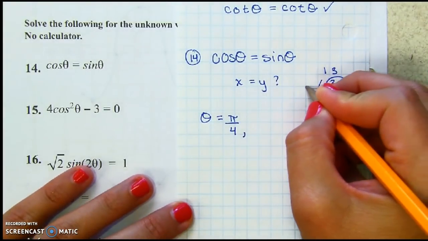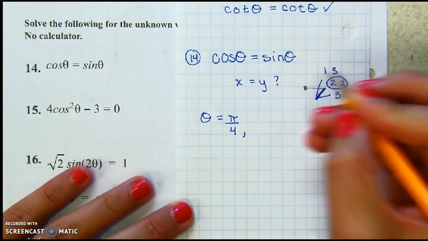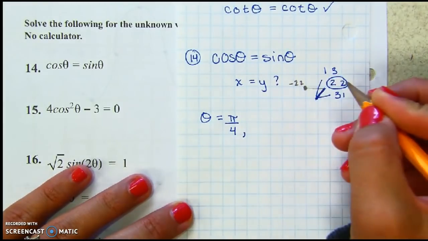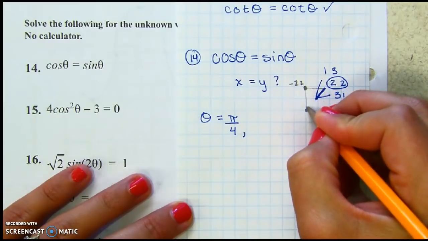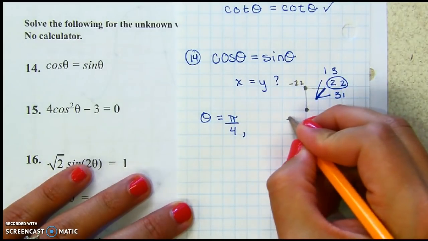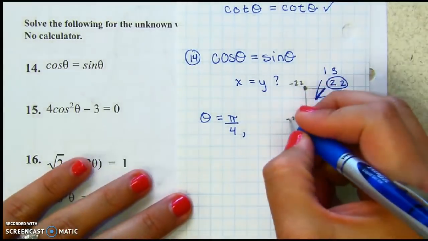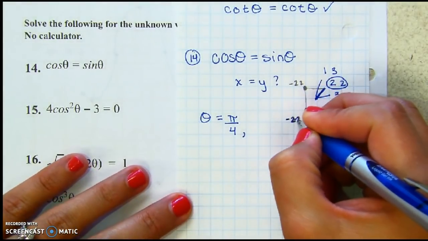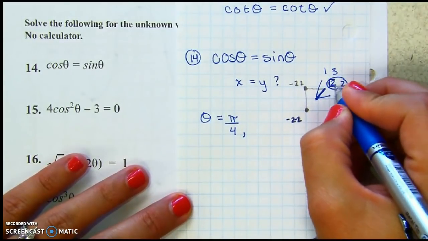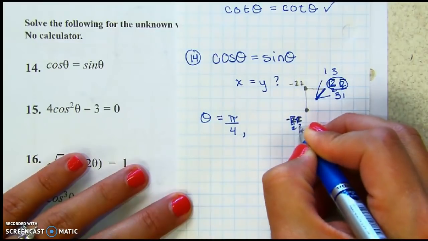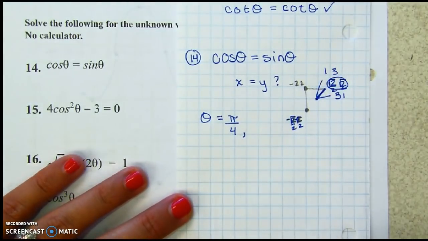If you go back to quadrant 2, they're not the same because the x value is negative and the y value is positive. So we're going to go down to quadrant 3, and in quadrant 3 we have negative, negative. Negative square root 2 over 2, negative square root 2 over 2, but this is my margin. This is my scratch paper off to the side.